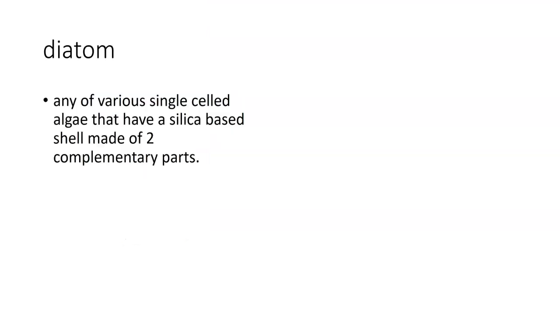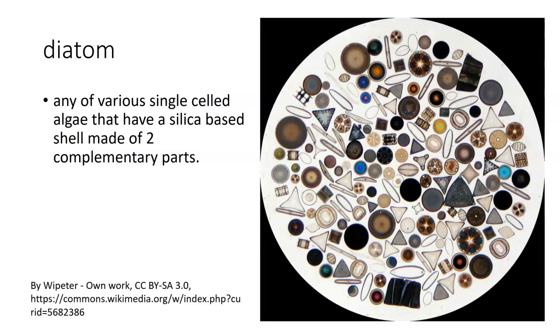We also have diatoms, and diatoms are any of a various single-celled algae that have a silica-based shell made of two complementary parts. Think of these as kind of like two plates that come together, one on top of each other. This is a phenomenal picture of diatoms. Look at all the different shapes and sizes, and we're looking at them from the top, and you can see a lot of variety. It's absolutely gorgeous. These are like two little shells, one on top of each other, that make up this type of organism. And this is all made up of silica, which basically is your precursor of glass.